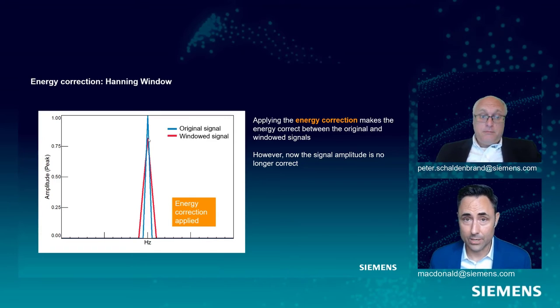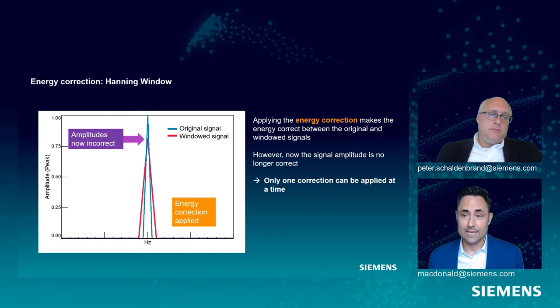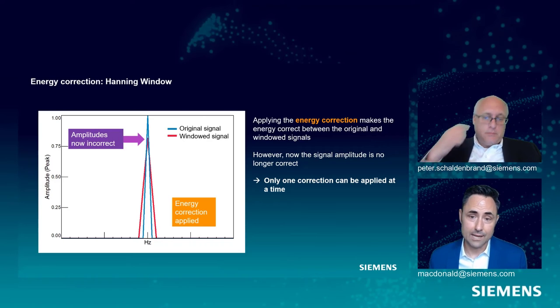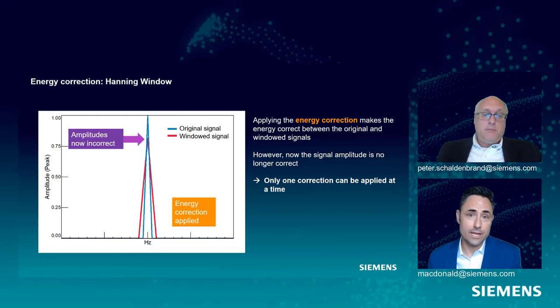The only bad thing about window corrections is that they cannot both be applied at the same time. We can correct either the amplitude or the energy, and it's really left up to us as an engineer or the tester to make this decision and apply one of these corrections. Okay?